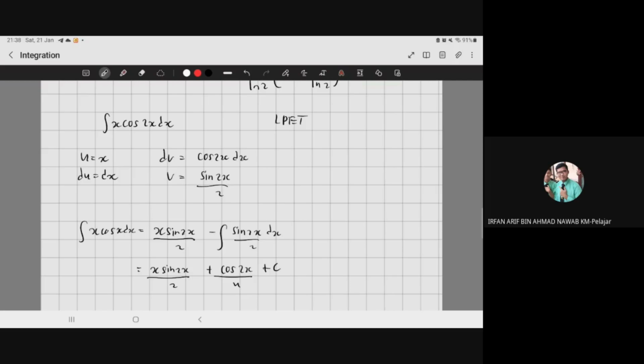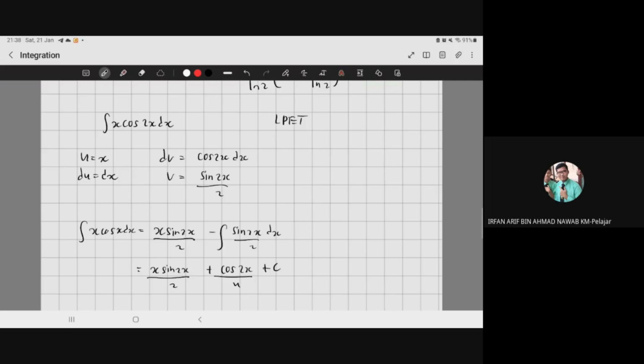So that's about it for the techniques, which is use substitution, integrate by parts, and then the last one will be integration of a rational function. So this part here is just basically you recall back to your first semester for mathematics. It's about partial fractions, okay?